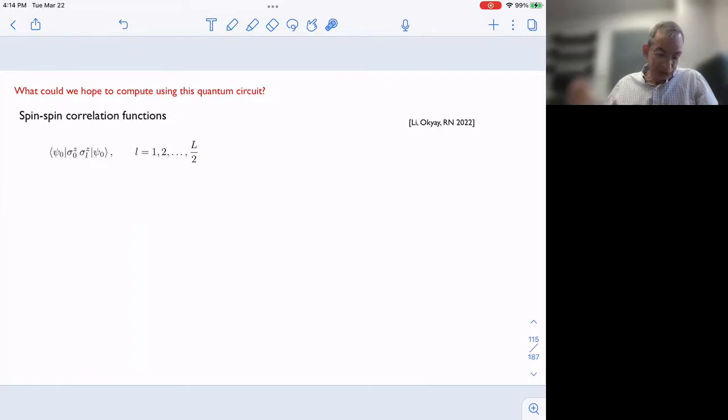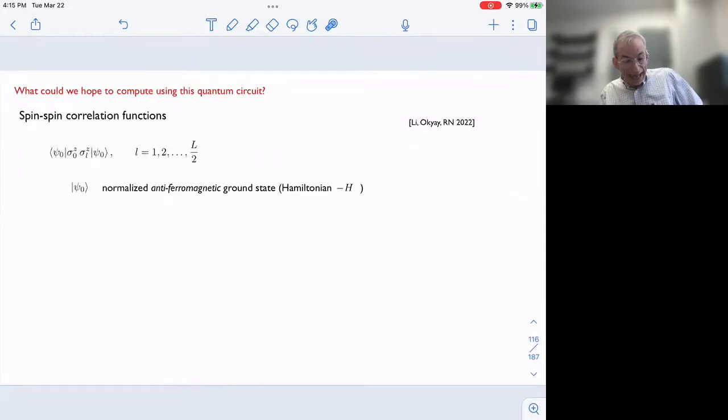And so we looked at the antiferromagnetic ground state. In other words, the same Hamiltonian as before, but with a minus sign. So this is the antiferromagnetic ground state. And it turns out that this one is described by M equals L over 2 real beta roots, so the maximum possible number of beta roots.